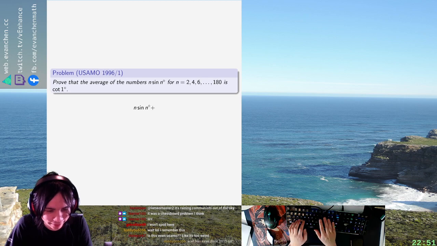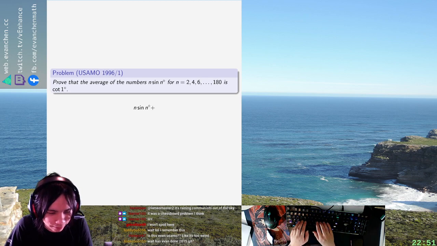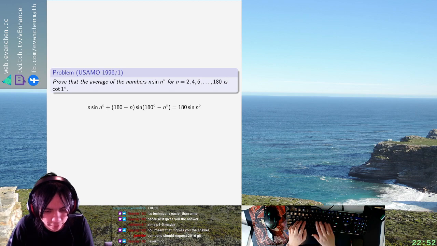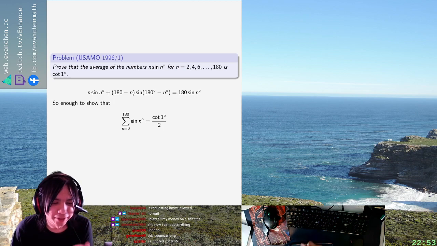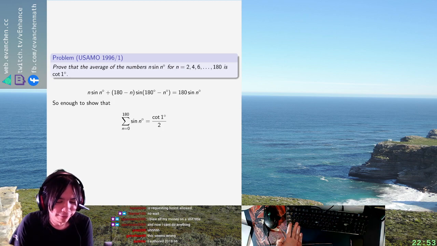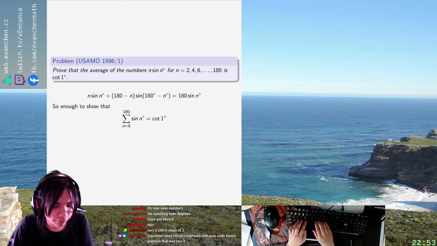Welcome back. So, trig: we want to sum sines and average. The first thing we're going to do is pair up the ones that are the same. So you have sine of n degrees plus sine of 180 degrees minus n.